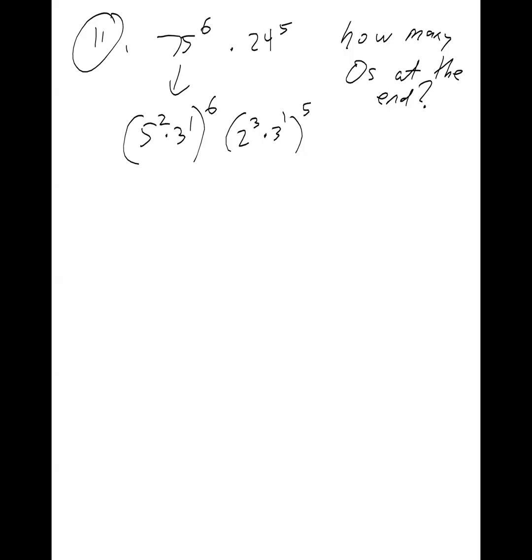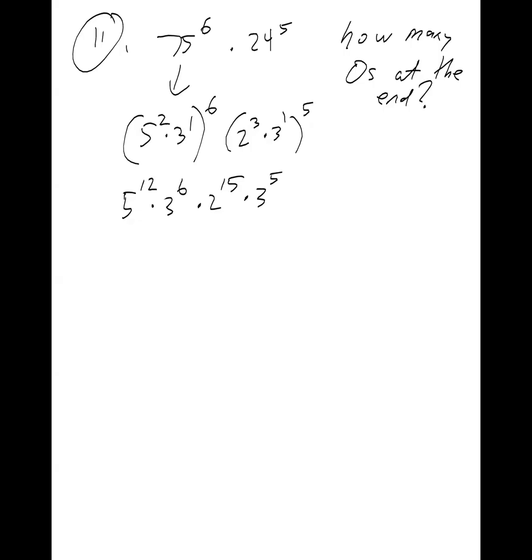Now let's multiply those powers through. What's 5 to the second, to the 6? That's 5 to the what? 12, because 2 times 6 is 12. What's 1 times 6? 6. And what's 3 times 5? And then what's 1 times 5? By the way, the 3s don't really matter. Only the 5s and 2s matter.